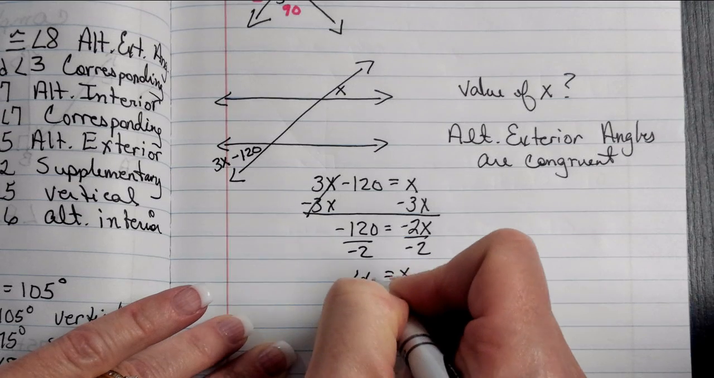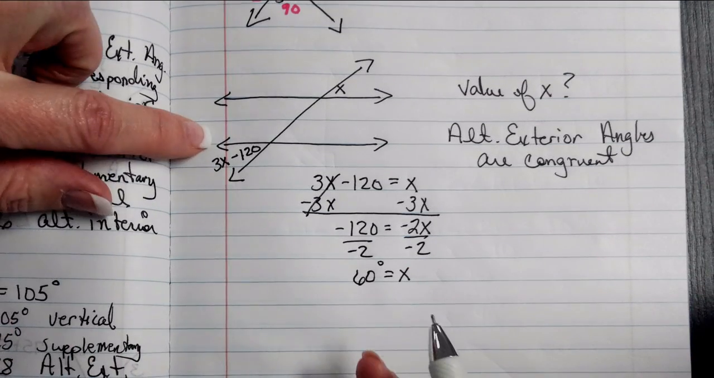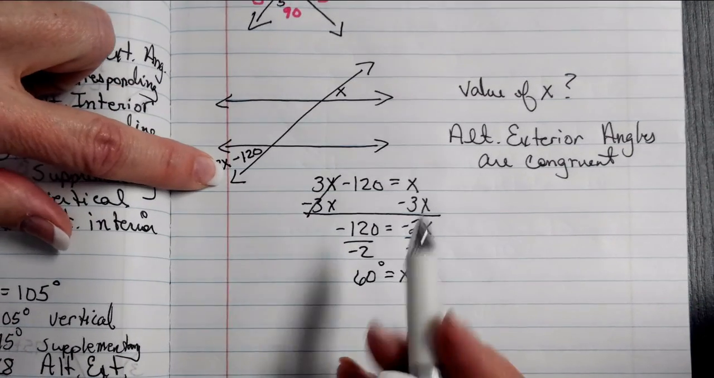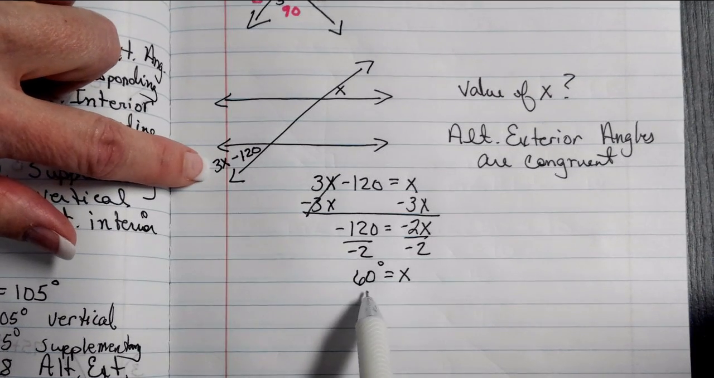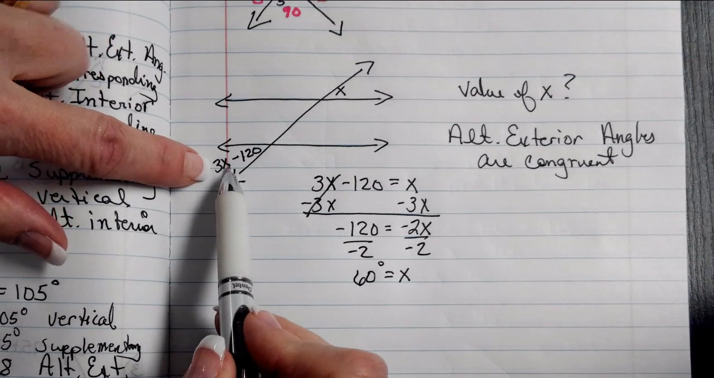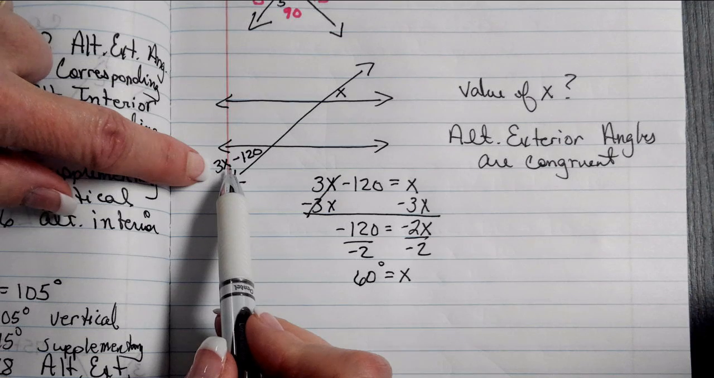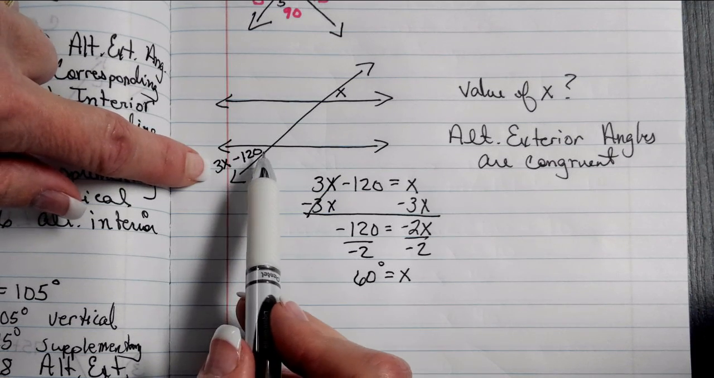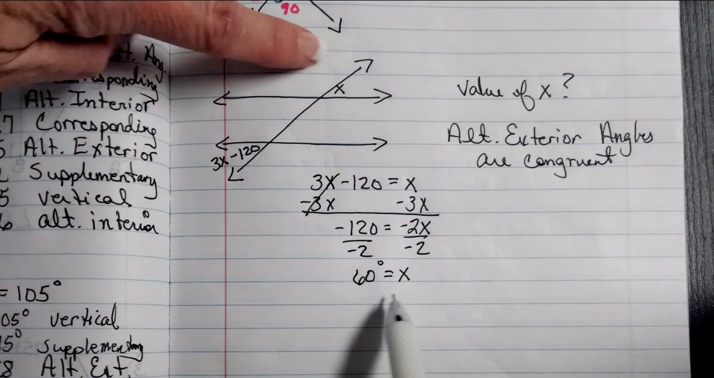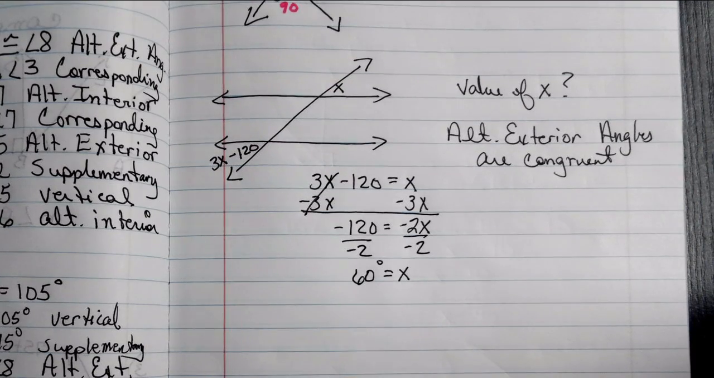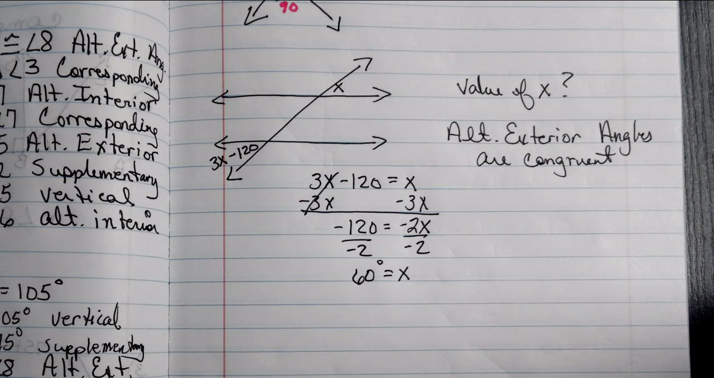60. And you could plug it in to make sure it still worked on that side. If you plugged in 60, what is 3 times 60? 180. And 180 minus 120 is 60. And this angle measures 60. So I could find it that way. Questions on any of that? I'm going to stop there with you today, and then we'll pick up on this tomorrow.